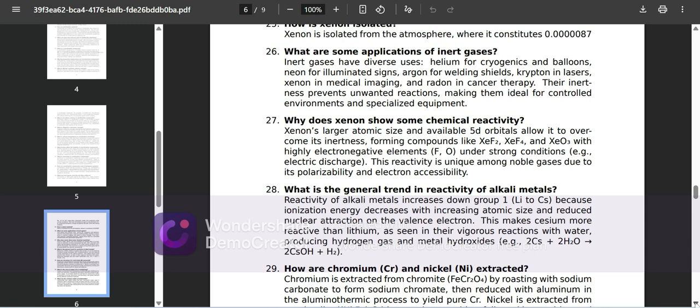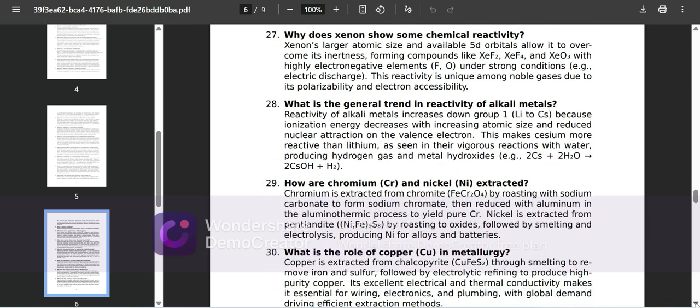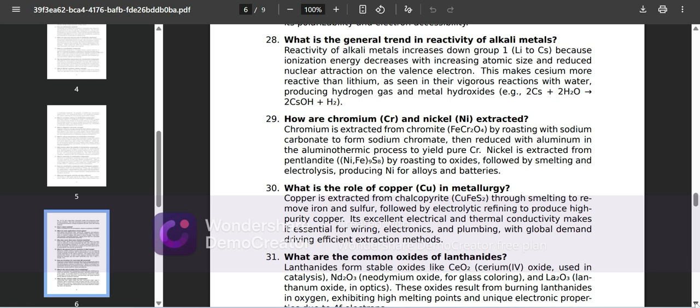Why does xenon show some chemical reactivity? Xenon's larger atomic size and available 5d orbitals allow it to overcome its inertness, forming compounds like xenon fluorides, XeF4, and XeO3 with highly electronegative elements, fluorine and oxygen, under strong conditions, for example electric discharge. This reactivity is unique among noble gases due to its polarizability and electron accessibility.